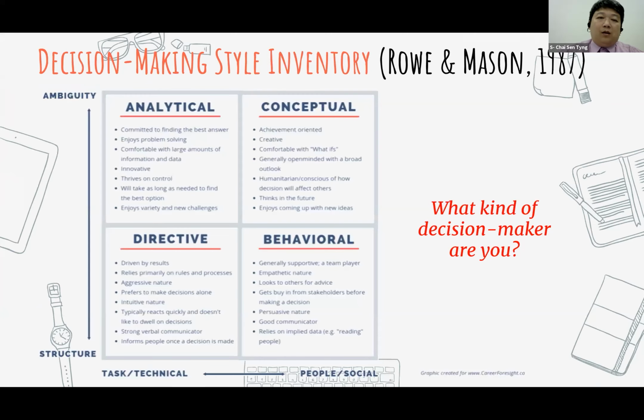So Rowe and Mason in 1987 came up with a very useful construct which they called the decision-making style inventory.